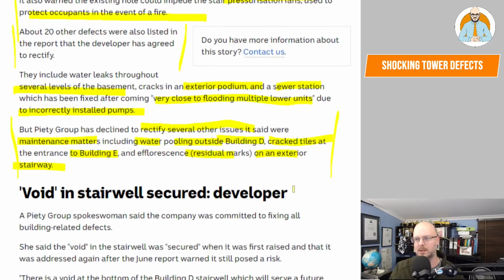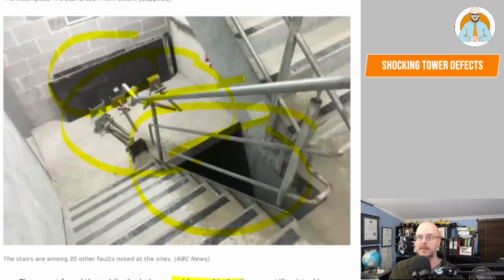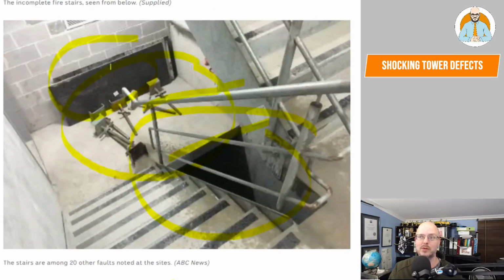Void in the stairwell secured, the developer said. Okay, so a Piety Group spokeswoman said the company was committed to fixing all building-related defects, as they should. She said the void in the stairwell was secured when it was first raised and that it was addressed again after the June report warned it still posed a risk. So did someone remove something? Maybe they removed this for the photograph and took all this down. Maybe that's what happened there.